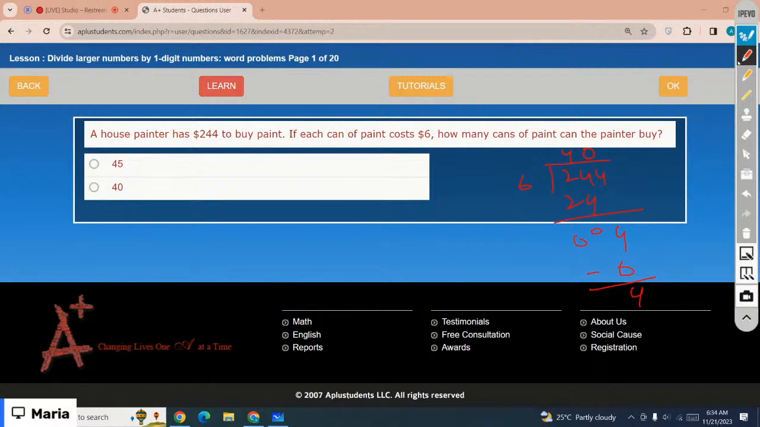You don't have to look for the remainders now. You just have to see the quotient when you divide. You have $244, right? Each can of paint costs $6, so you can buy 40 cans and you're left with $4, right? That is the money you have left. So the correct option is 40.